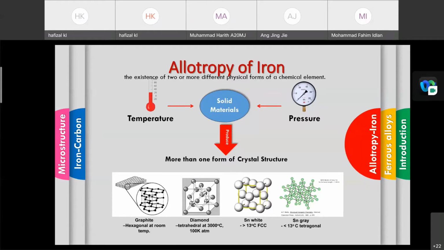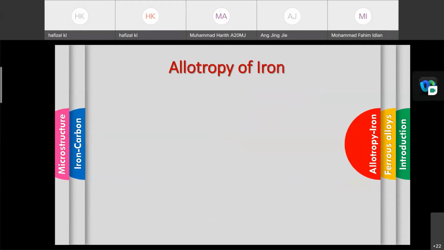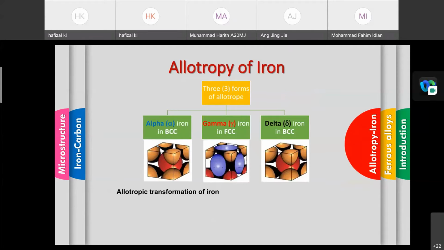We call it allotropy. Okay, so in this case, the iron also does this. When we solidify it at a certain temperature, it will produce a different atomic arrangement in terms of the FCC, BCC arrangement. In this case, we have three forms of allotrope of iron. The first one is alpha iron, the second one is gamma iron, and the third one is delta iron.